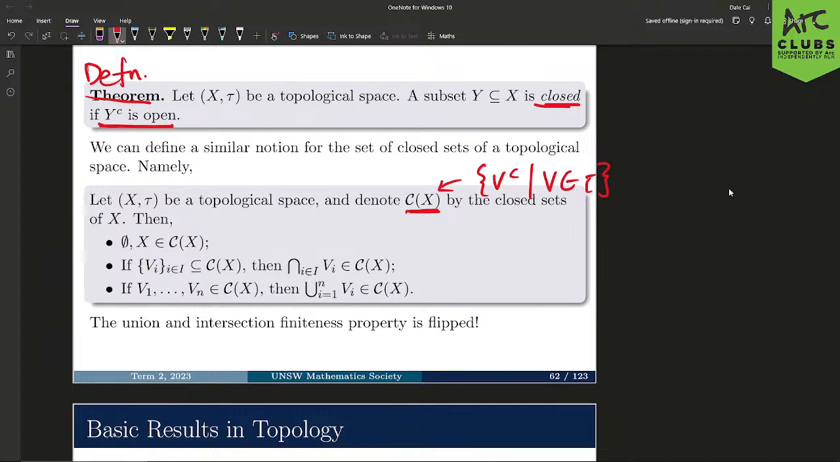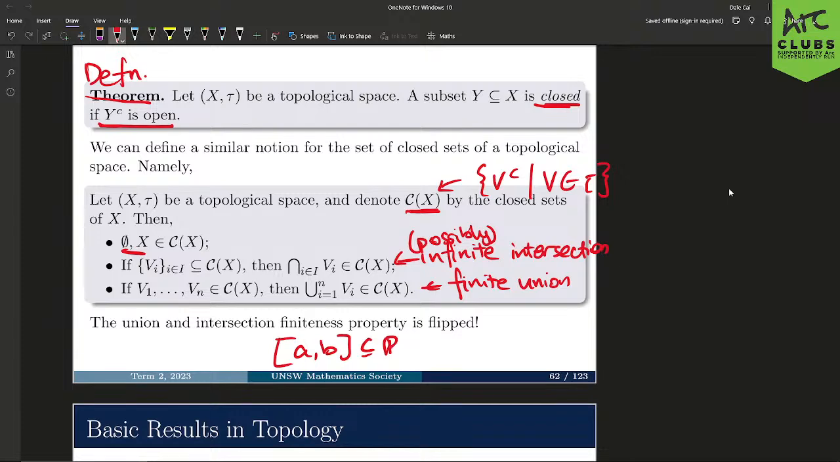And what happens is, since the empty set and the original set were in tau, their complements, which are the whole set and the empty set, are also in the set of closed sets. And then it's closed under infinite intersection and finite union. I should say possibly infinite intersection. So this is flipped from open sets, because closed sets are like flipped versions of open sets. And again, you can remember this if you just think about how closed intervals in R work.